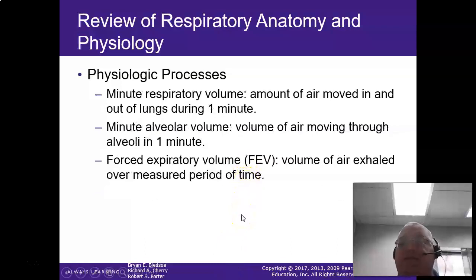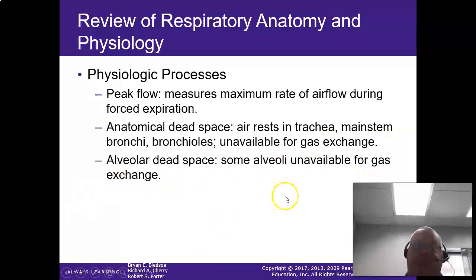Minute respiratory volume is the amount of air that's moved in 1 minute. And again, it's more of a ventilator setting. Your minute alveolar volume is the air flowing through the alveoli in 1 minute. Remember, we got about 150 milliliters of dead air space, okay? And then the forced expiratory volume is the volume of air exhaled over a period of time. Anatomical dead space, which we just talked about, and then you got the alveolar dead space. So some of the air still stays in the alveoli, even though we force it out as hard as we can. Peak flow, by the way, measures the airflow during a forced expiration.